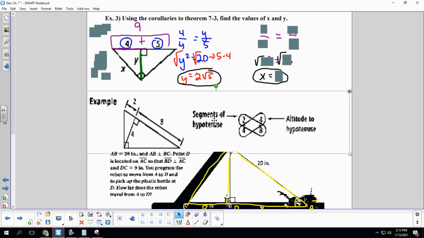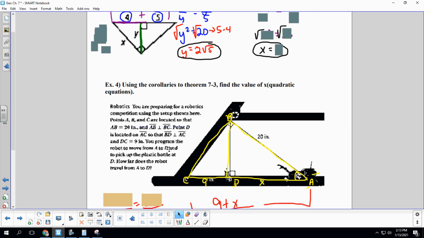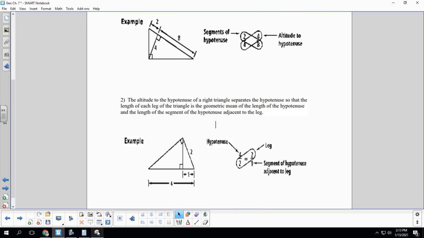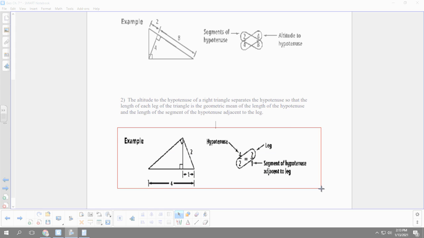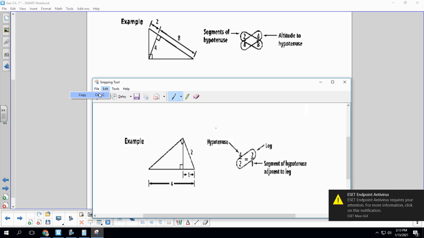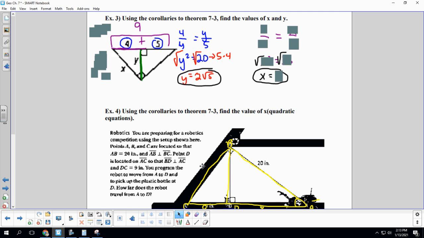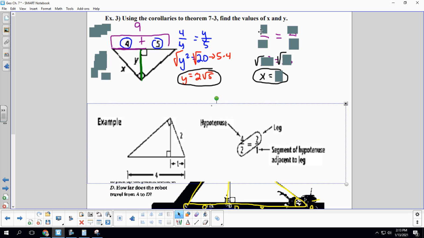Okay, we're going to dump that. We're going to go back and pull the second example, and then put together this one.